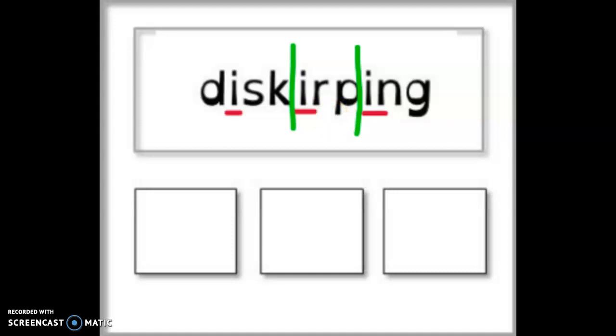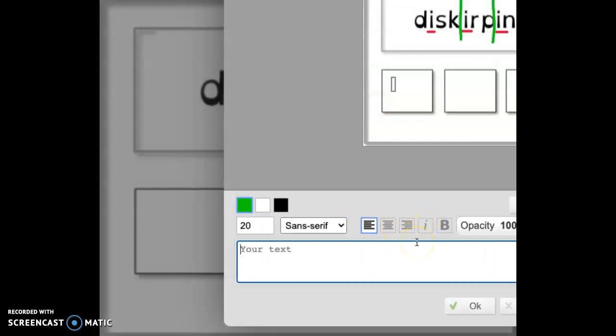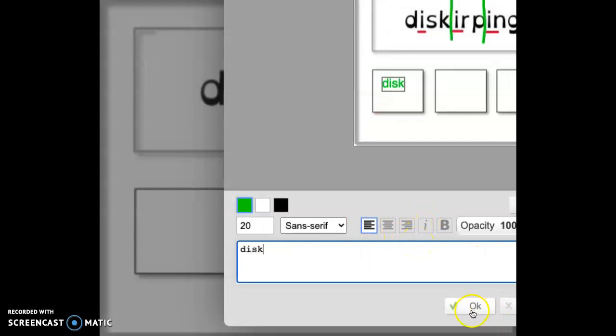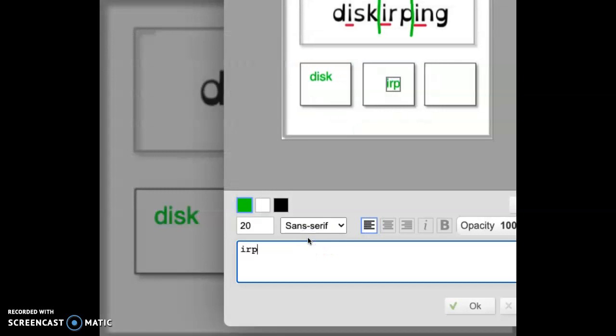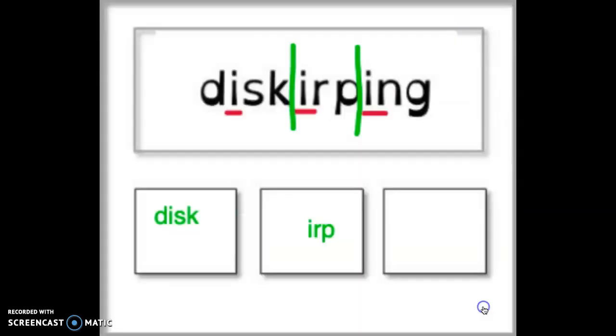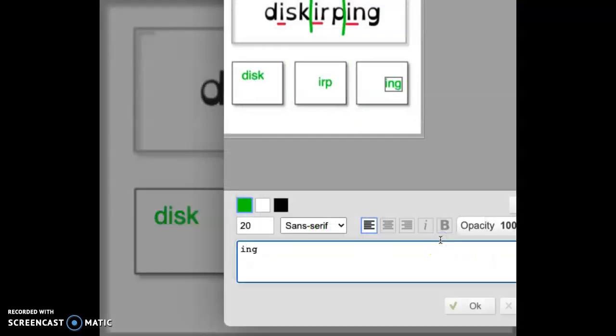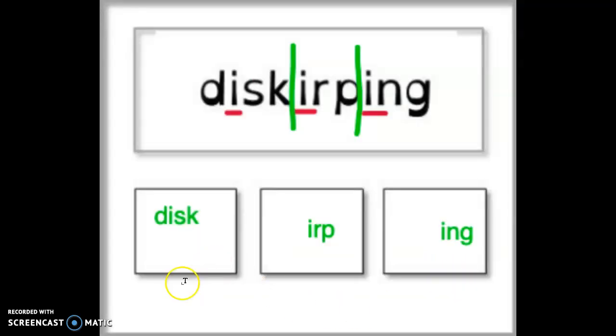So when we do that, it makes a different word because it has different sounds. In the first one, we have D-I-S-K. In the second syllable, we have I-R-P, keeping that blend together. And in the last one, I-N-G again. So this time, our first syllable is a closed syllable because the vowel letter is followed by consonants. So that makes it a short vowel sound, disc.